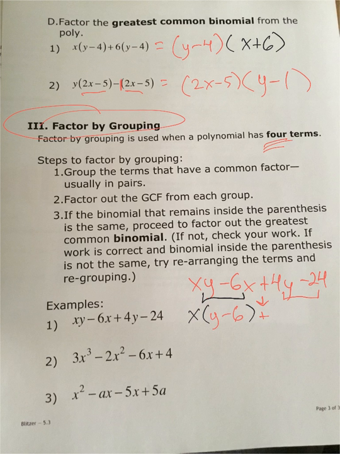So we bring down that positive sign. If it was negative, we would bring down the negative. You told me they have a 4 in common, and what's left in parentheses is Y minus 6. So what do they have in common? Y minus 6. And what's left over? X plus 4. You just factored by grouping.